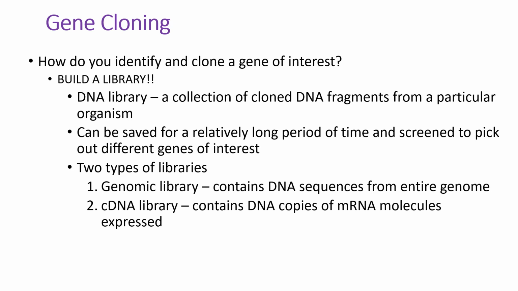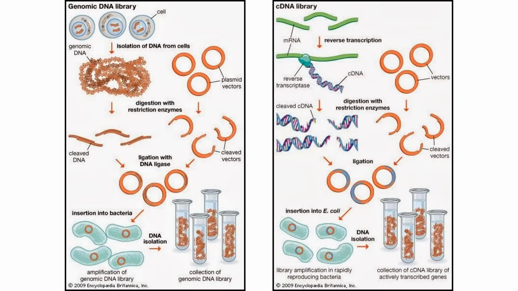Now there are two types of libraries: genomic library and cDNA library. A genomic library generally contains the DNA sequences from the entire genome, while a cDNA library contains the DNA copies of mRNA molecules. These are the two libraries which can be constructed in order to create a collection or pool of genes or DNAs, or a pool of cDNAs. Okay, so first of all we will see what a genomic library is.